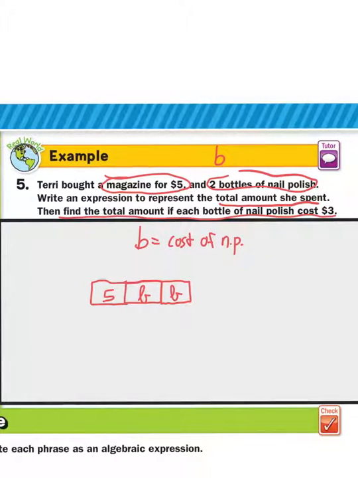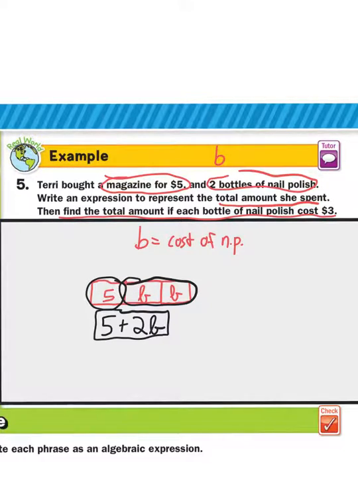Now, here's what we're going to do. We're going to write this as an algebraic expression. So watch how I do this. First off, this is going to be 5 plus, because you notice we're adding on. Now some people like to say 5 plus B, but isn't that 2 B's if we treat that as one thing? So that's 5 plus 2 times B. Now remember what this means. This means $5 for the magazine plus 2 bottles of nail polish, 2 times B, because we don't know what one costs. So this is our expression right here.